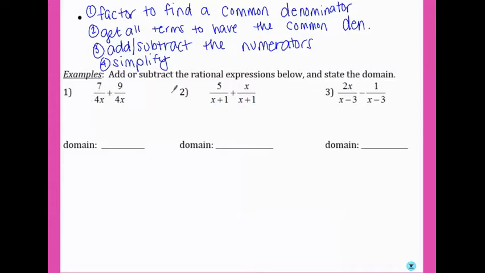In the first three, they already have the same denominator, so we can jump down to step 3. So when we add or subtract the numerators, we get 16. The denominator is going to stay the same, and then simplifying the fraction, 16 over 4 would be 4, and the x stays in the denominator. Since we have x in the denominator, our domain is x such that x cannot equal 0.